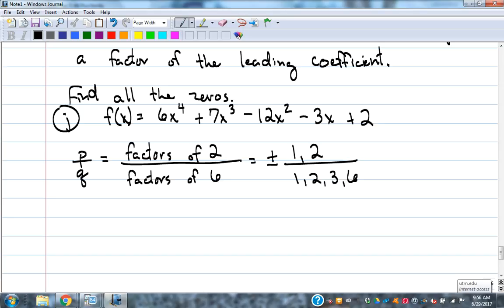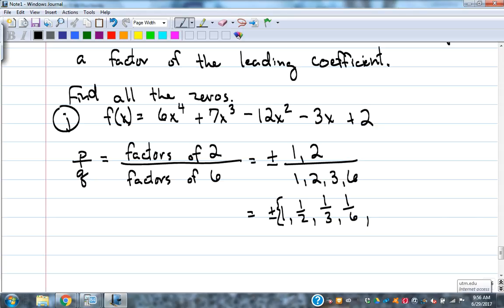So here's how you build that list. You take each factor that's on the top. So I'm going to take the number 1. I'm going to divide it by each one of those factors on the bottom. 1 divided by 1 is 1. 1 divided by 2, 1/2. 1 divided by 3, 1/3. 1 divided by 6, 1/6.